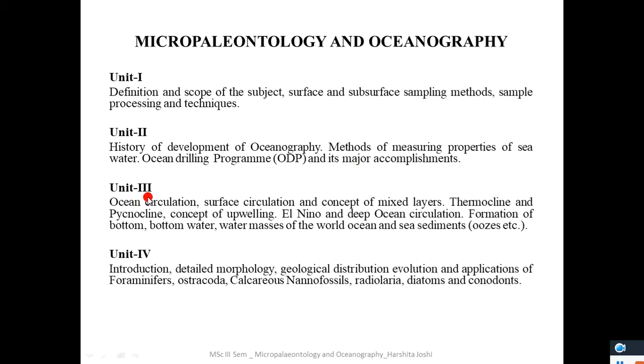Then coming to unit 3, we will understand the circulation of water in the ocean. Is the surface water different? How does it circulate? How does the deeper water circulate? And are there different layers within the ocean water? If yes, then do they get mixed? Okay, so there are different layers. How do they get mixed, due to circulation or upwelling?